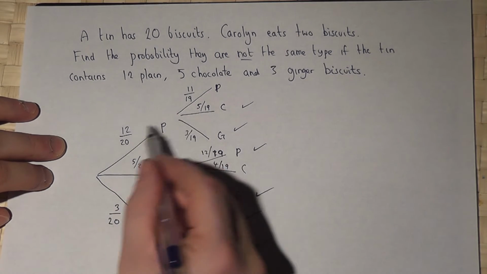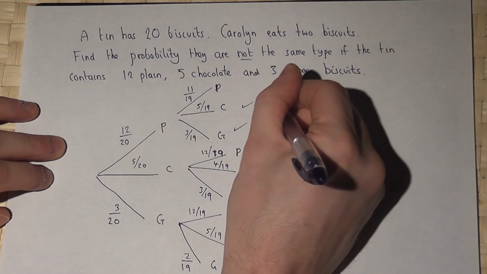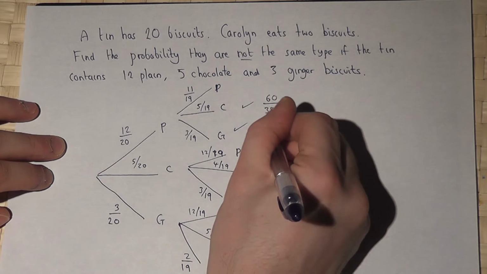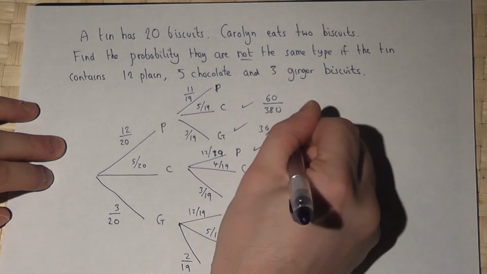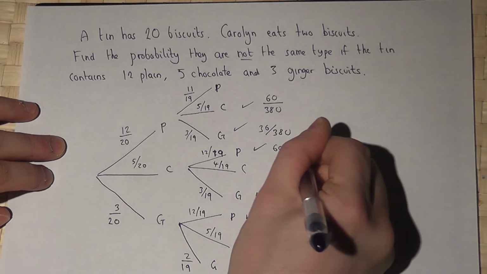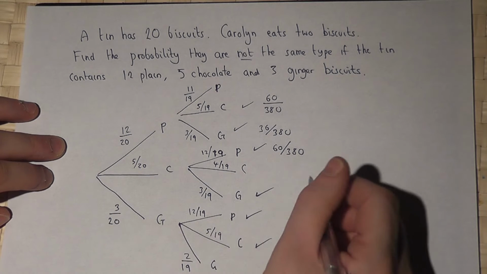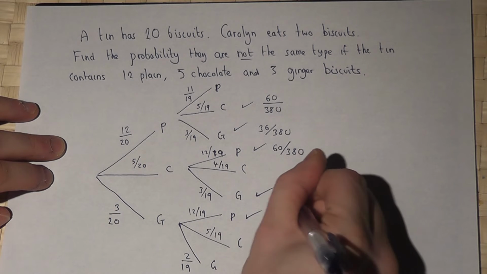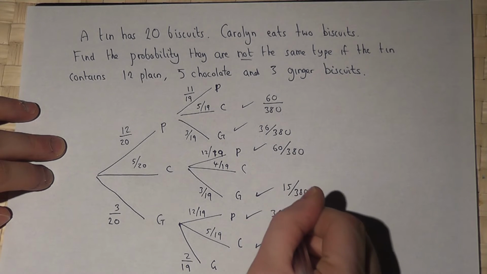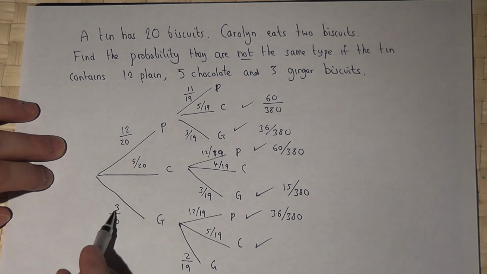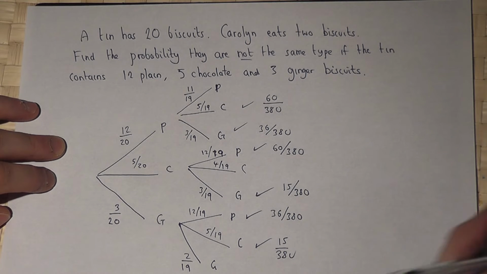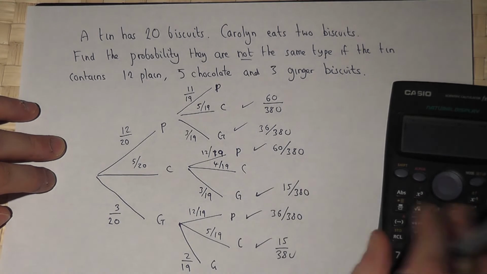So this one is 12 times 5 is 60, 60 over 380. This one is 12 times 3 is 36, so 36 over 380. 5 times 12 is 60, so 60 over 380. 5 times 3 is 15, so 15 over 380. 3 times 12 is 36 over 380, and 3 times 5 is 15 over 380. So I then just add together all the fractions.